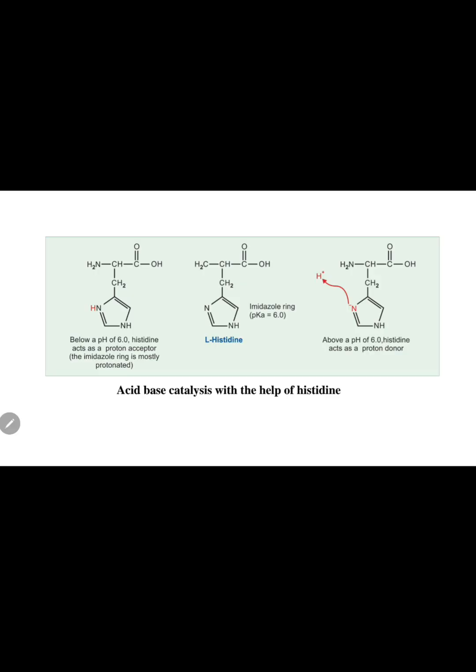Physiological pH is 7.4, right? So at 7.4 pH, above 6, histidine acts as a proton donor. Anything that is a proton donor is an acid. And at pH below 6, histidine acts as a proton acceptor. So this nitrogen atom here, that will accept a proton, right?